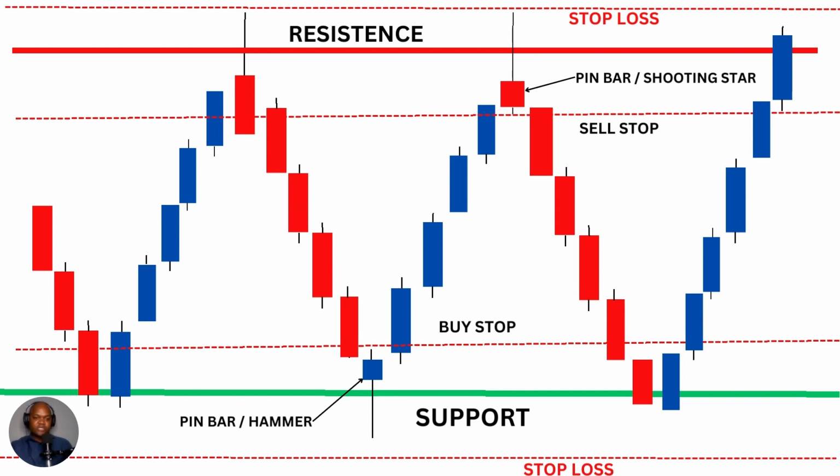On support, we want to look for a hammer candle or a pin bar. This is what we are looking for. So as the market was coming down, there is now an appearance of a hammer candle on a level of support. When you have noticed that, you wait. The first thing that you're going to do, this is the most common mistake that amateur traders make.